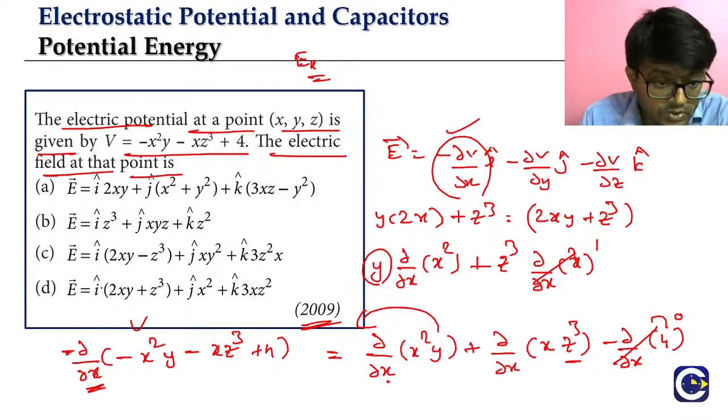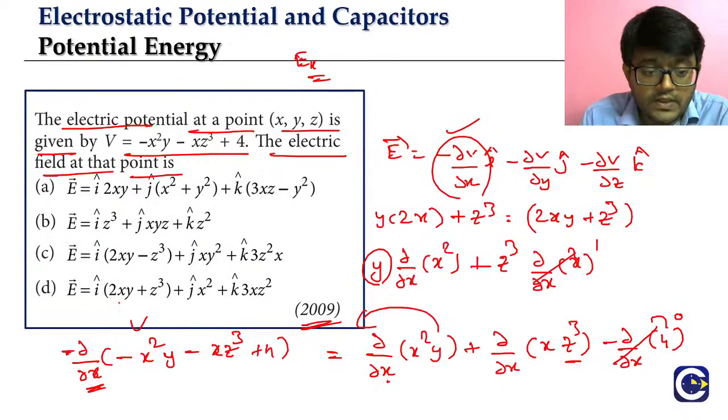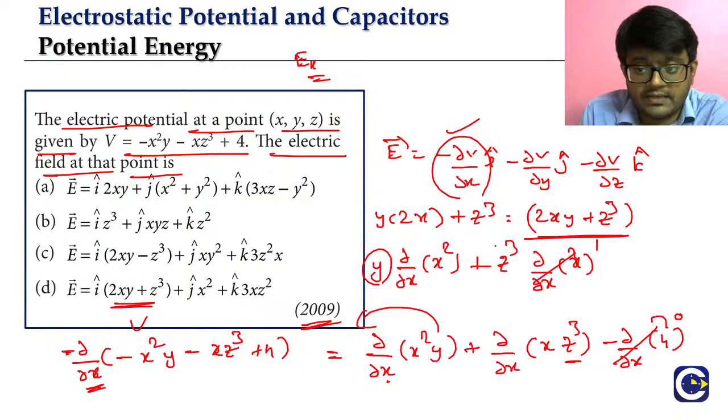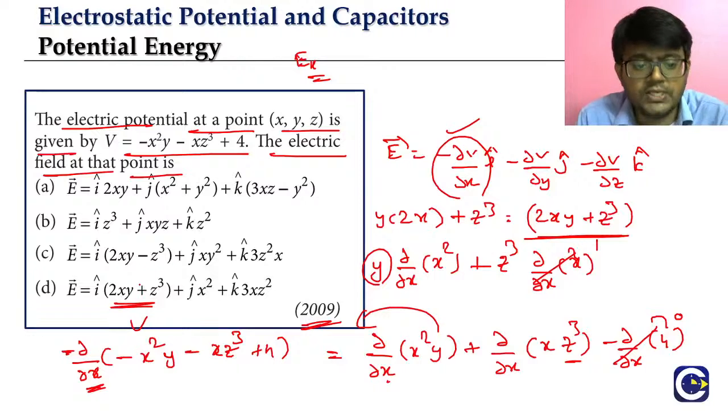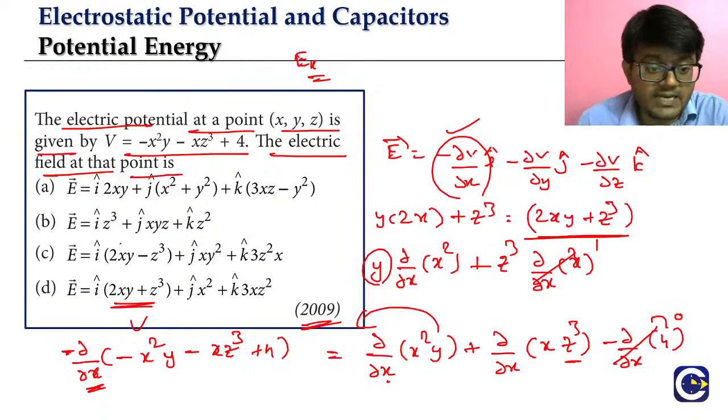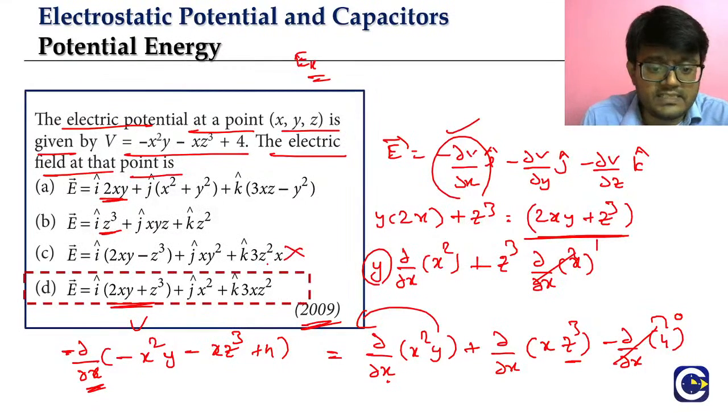எப்படி பாருங்க, you look at these four options, right? இதுல only option D ல மட்டும் look at the i component. I component is what? We got i component, right? அதோட value என்ன? 2xy plus z cube. வெறும் அந்த option D ல மட்டும் it is matching. Option A ல it is not there. It is some 2xy, அது கிடையாது. Option B ல it is some z cube, அது கிடையாது. Option C ல 2xy minus z cube வருது, அது கிடையாது. So what is the answer for this? Option D.